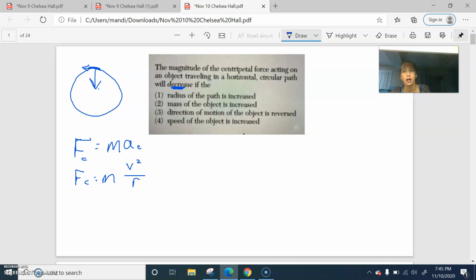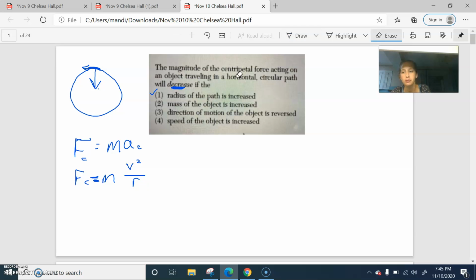Okay, well, if we increase the radius, we're dividing by a bigger number. I think that would decrease that. So if you divided by 1,000 instead of by 1, this number would go down. And to keep your equal sign true, your force would also go down. So I like 1, but let's look at all the others.